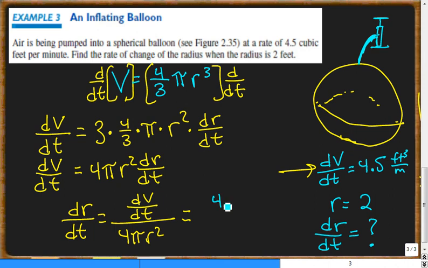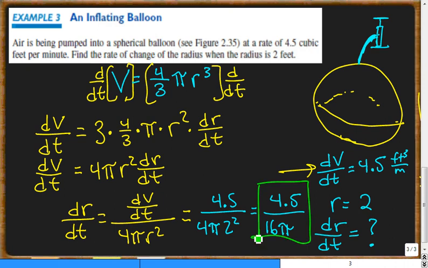So we get 4.5. We have 4, we have pi, and our radius squared is 2 squared. So this is the same thing as 4.5 over 16 pi. Now you could figure this out exactly using your calculator. I'm not going to go ahead and do that, but that is what our rate of change is going to be. This is our answer. The rate of change of our radius is that, under these particular conditions.